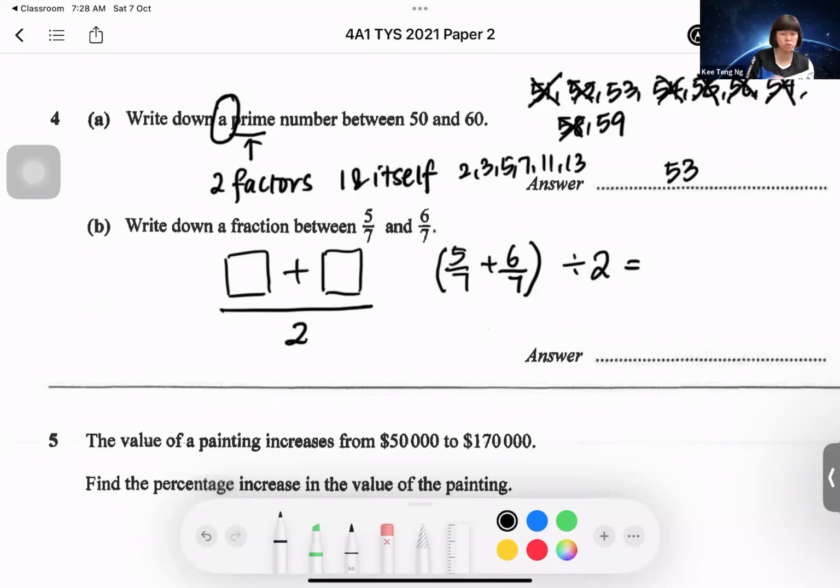There are some students, they will do minus. No, it's supposed to be plus, okay? Then close the bracket, divide by 2. That will give me 11/14. This is a fraction that is exactly halfway, midway between the 2 fractions. But since they only want a fraction between, this number will definitely be the correct answer. Okay, add together, divide by 2.